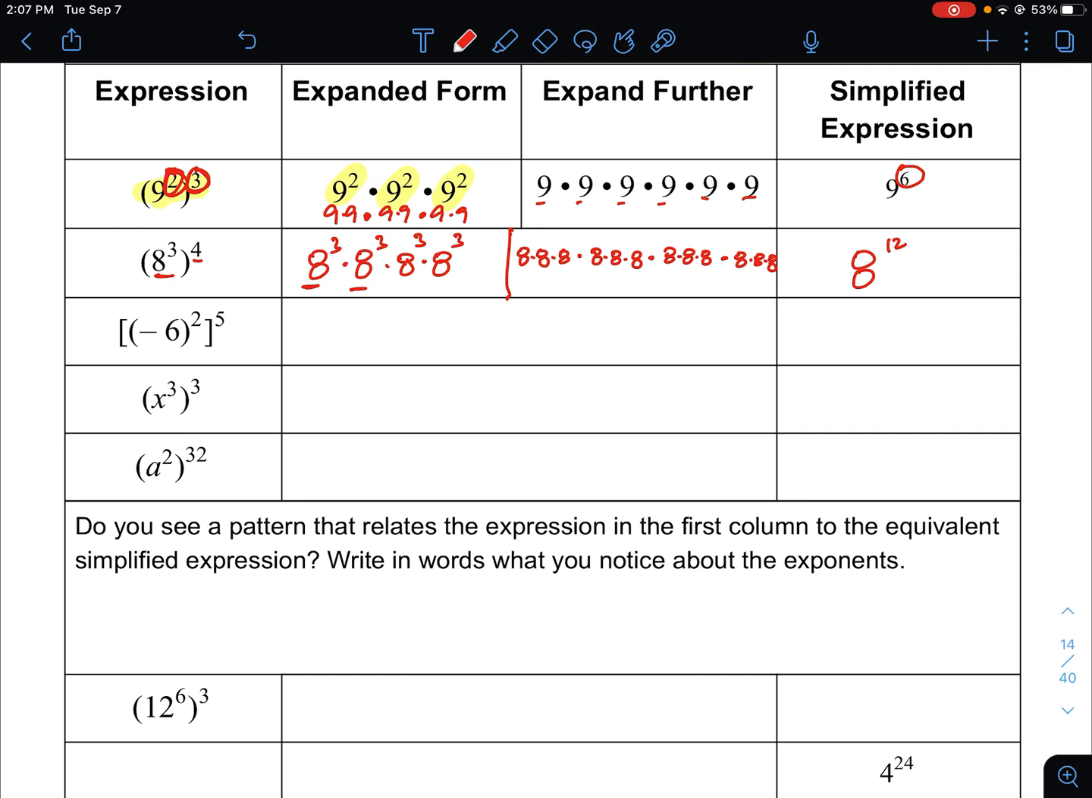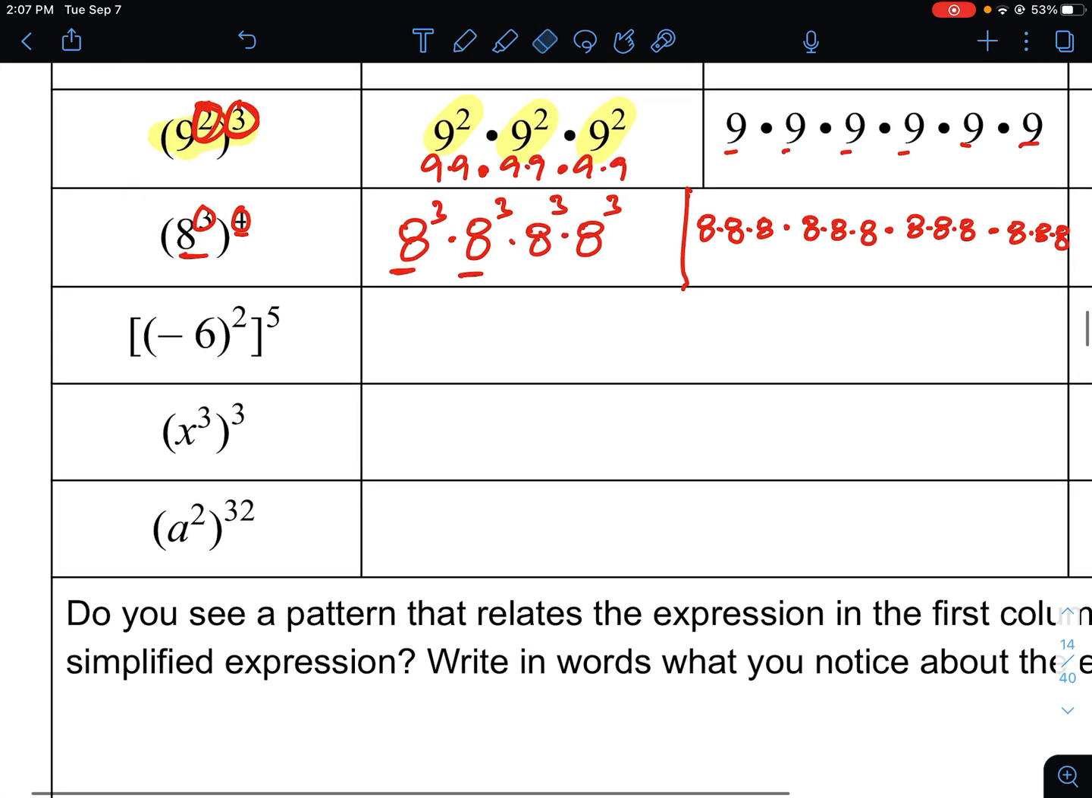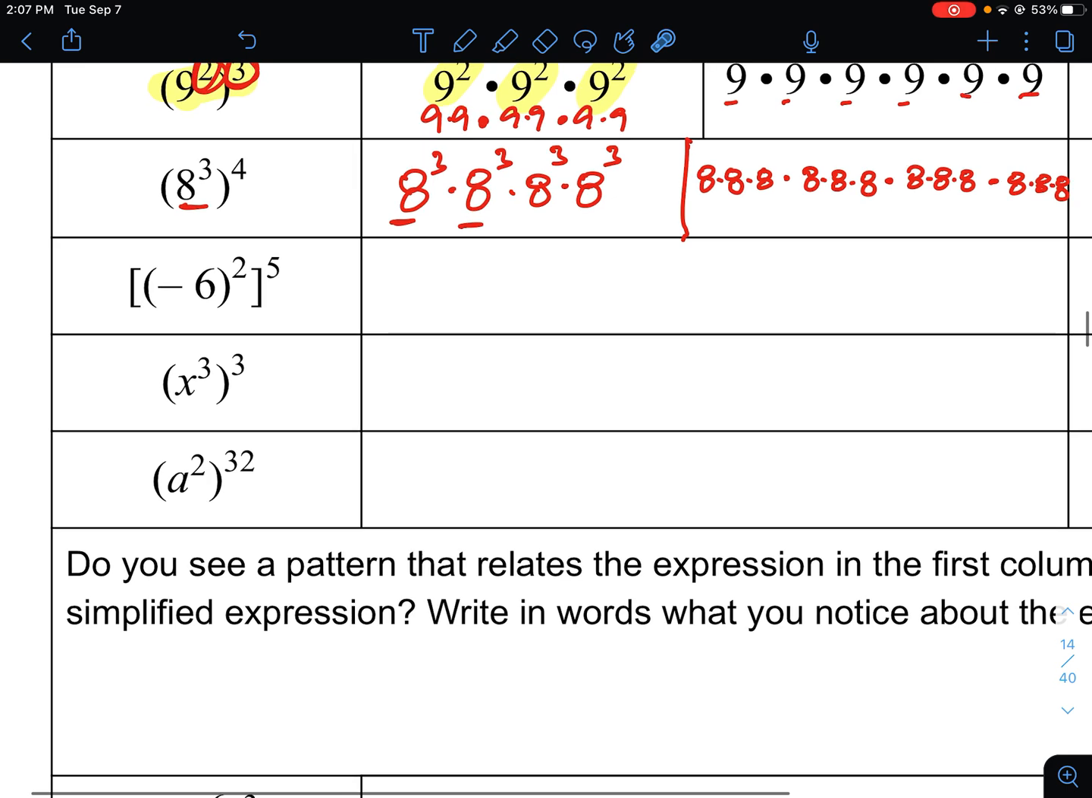Now, again, looking at these numbers, 9 to the second raised to the third got you 6. 8 to the third raised to the fourth got you 12. Is there any way you can get 12 from 3 and 4? You've probably already figured it out. But basically, you multiply the powers.